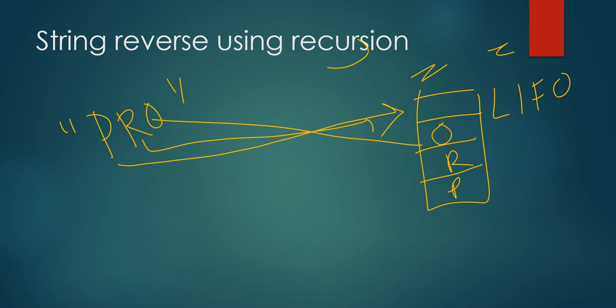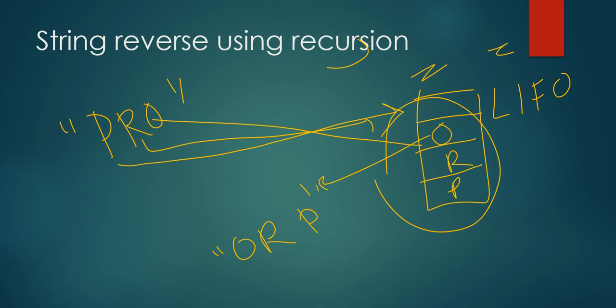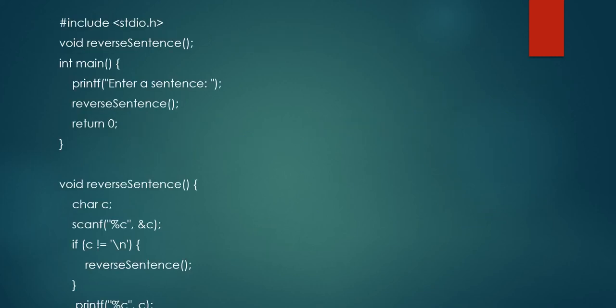Okay, which is the last element to be pushed? That is o. That's why, which will be the first one to be popped? O. So o, r and p. So now we got the reverse of the string. That's it. So how will we execute this? For that, let's see the program.